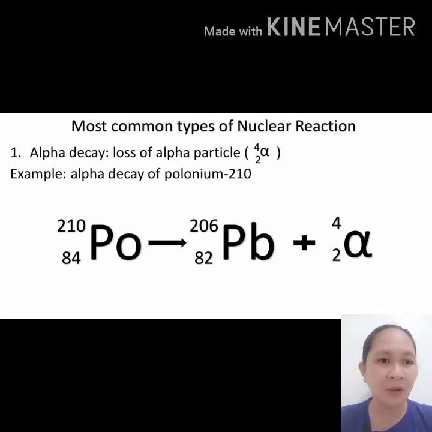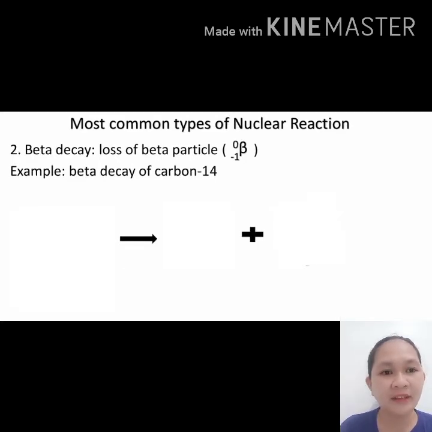So, tatandaan natin, pag alpha decay, magmi-minus tayo. I-minus natin yung subscript and superscript doon sa alpha particle. Next is beta decay or loss of beta particle. So, kung makikita natin, yung subscript natin is -1 sa beta particle and superscript is 0. Ang sinasabi diyan, loss or pagkawala ng beta particle. So, example tayo ng beta decay.